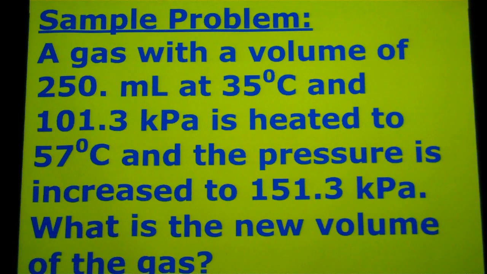The sample problem. A gas with a volume of 250 milliliters at 35 degrees Celsius and 100.3 kPa is heated to 57 degrees Celsius and the pressure is increased to 151.3 kilopascals. What is the new volume of this gas? Make sure you copy this down so that you can follow along.